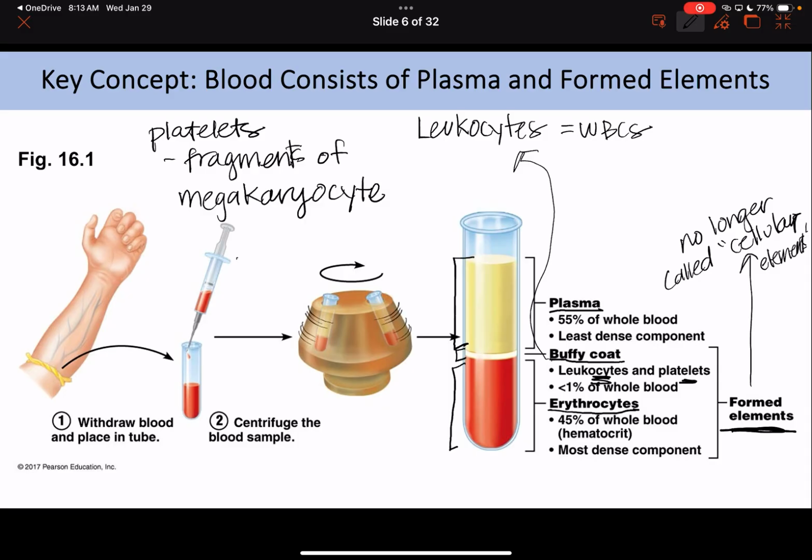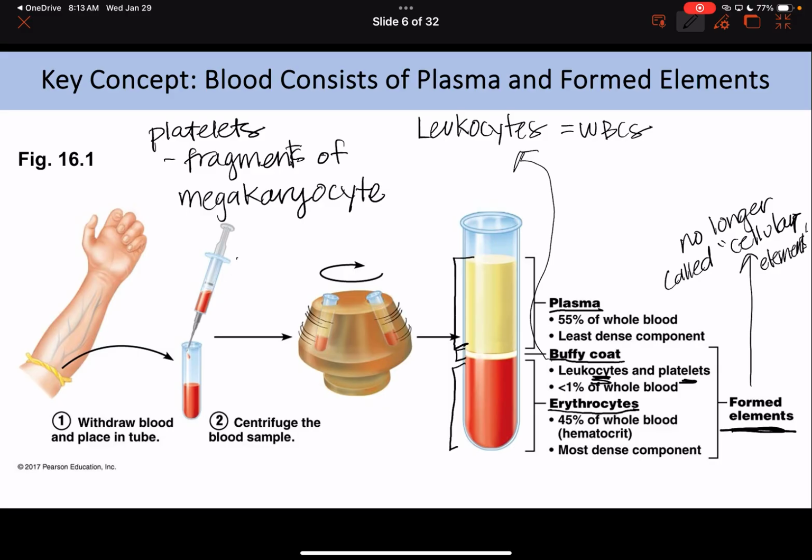Okay, so platelets are formed from this very large cell that we'll talk about, I don't think today, I think we're going to talk about it on Monday. But it's fragments of this very large cell called the megakaryocyte. And we kind of just break off pieces of that larger cell to make our platelets. And so those two things are leukocytes and our platelets.